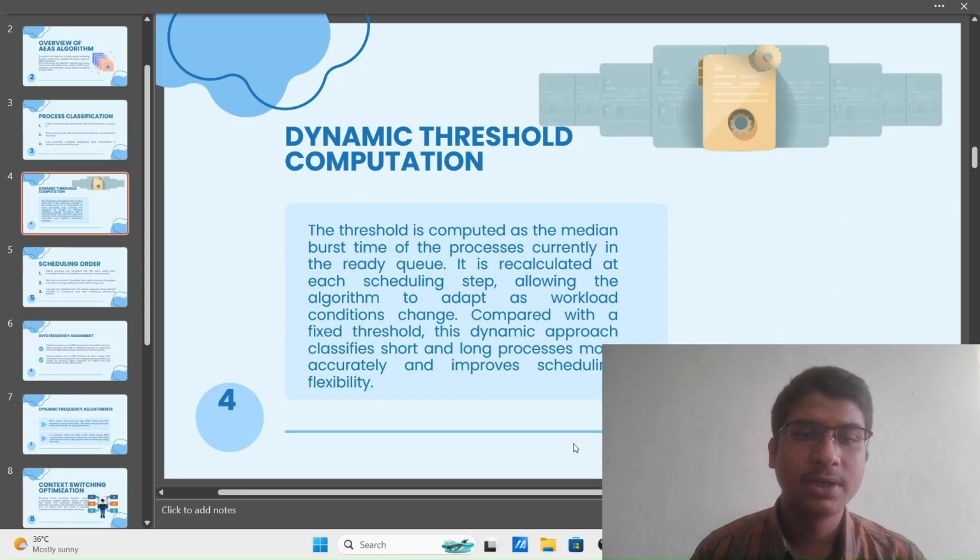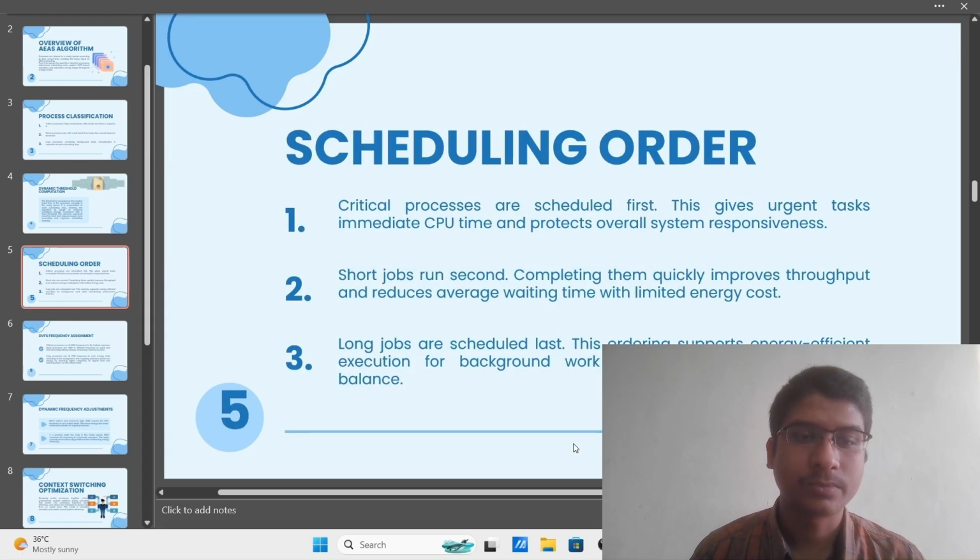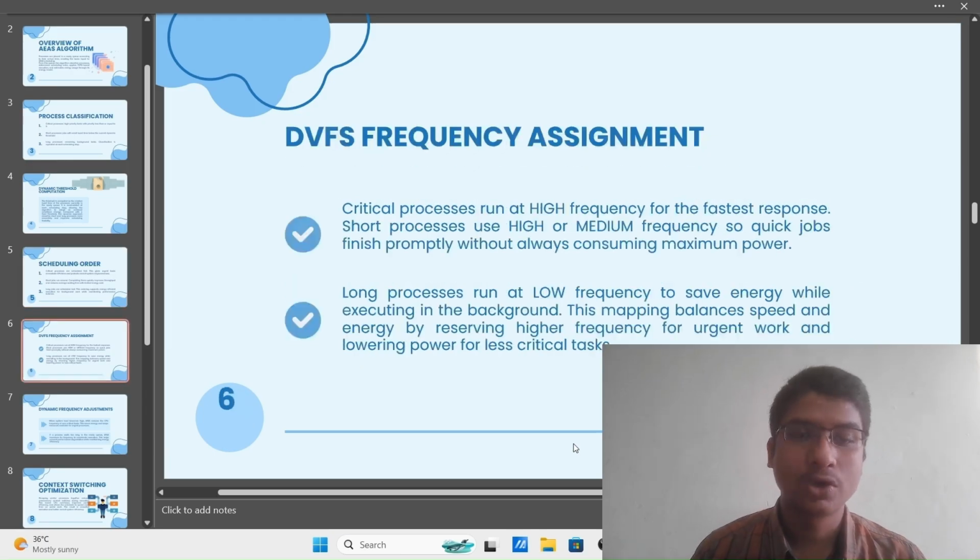Next, we compute a dynamic threshold using the median burst time of the processes. This helps us to adapt to different workloads instead of using a fixed value. Then we schedule processes in the following order: critical first, then short jobs, then finally long jobs.